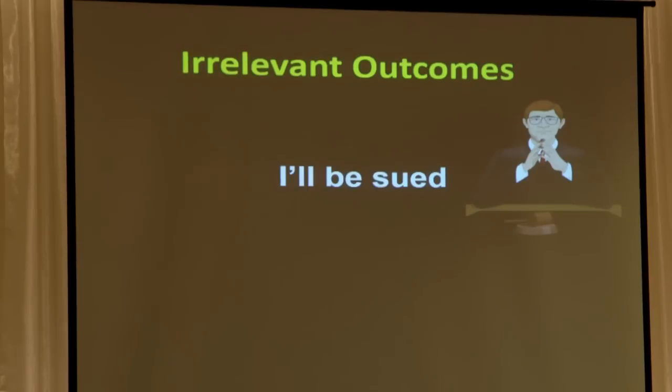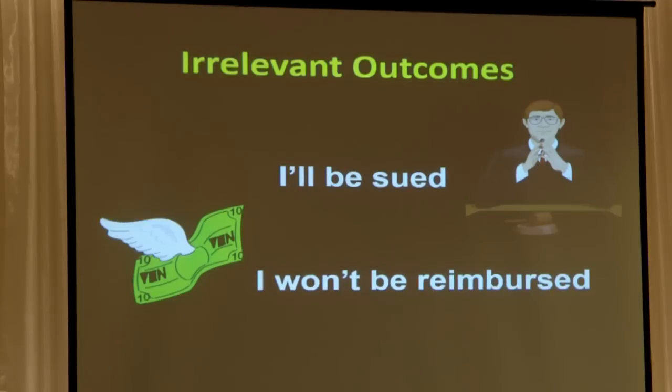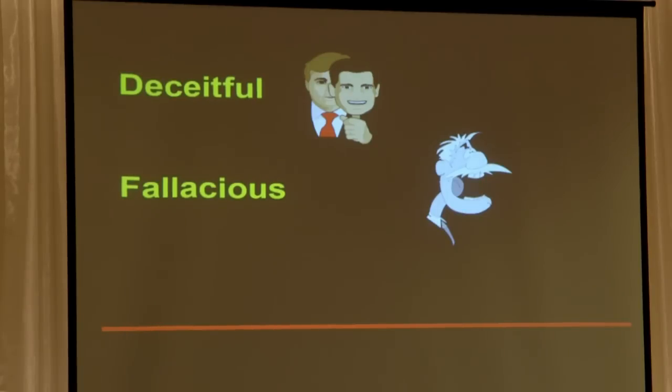I mean, you hear this all the time, right? If I don't give steroids and the patient has a bad outcome, I'll be sued. Or how often do people, unfortunately, resort to this: I get reimbursed for the intervention, and so I'm going to do that. So none of these are relevant to the question of whether steroids work for Bell's palsy, and they're all examples of this kind of deceitful or fallacious reasoning.